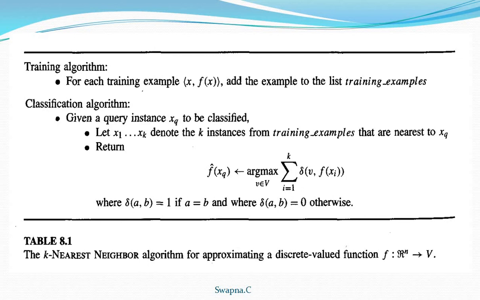So the algorithm is shown in the form of steps. Generally, what is the definition of an algorithm? Steps of the process that are shown here. The k nearest neighbor algorithm is shown like this. First, this first part is the training algorithm. To classify, what is first required? A new instance. After that, among the nearest neighbor instances, the most common one is what we return as the target value of the new query instance. So this is the k nearest neighbor algorithm for approximating a discrete valued function.